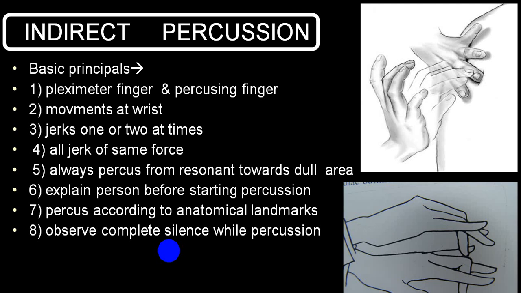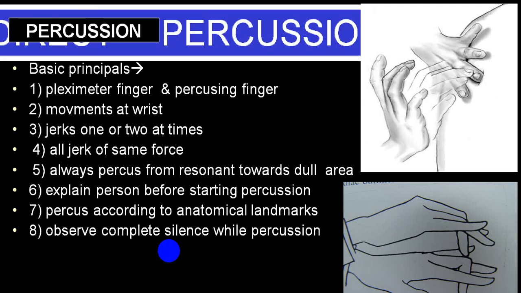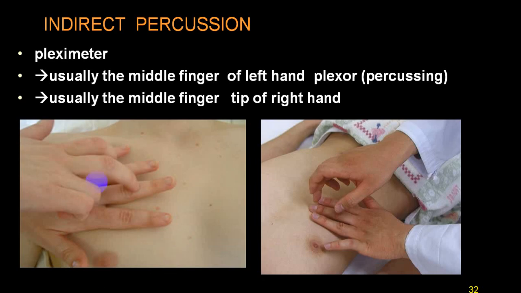While doing percussion, you should keep complete silence in the room. There should be no extra sound produced by a fan or an AC or electronic instruments, your mobile, etc. All this should be avoided because it can interfere with your auscultation of the percussion sound. So we have already mentioned that this is the pleximeter finger, this is the percussing finger.